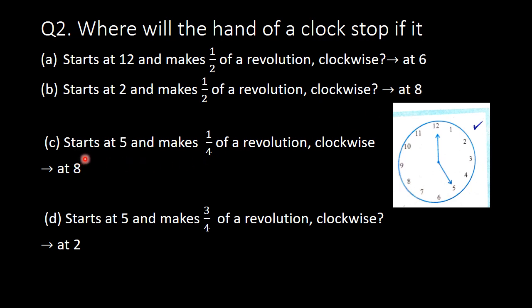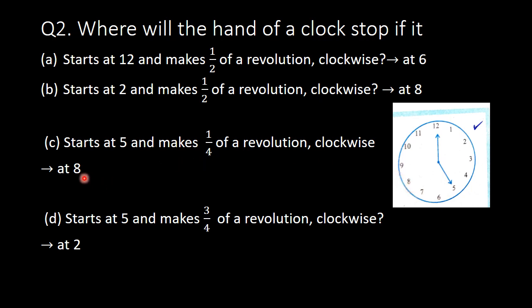Now third question. The hand starts at 5 and makes 1/4 of a revolution clockwise. So it is at 5, clockwise direction and 1/4 of a revolution. 1/4 means 3 numbers it crosses: 1, 2, 3. So it is reaching at 8. Understood? So it is at 5, moving in the clockwise direction. So this way you have to move. And 1/4 revolution means 3 numbers it crosses. 5 to 6, 1, 2, 3. So it is reaching 8, or 5 plus 3, 8.